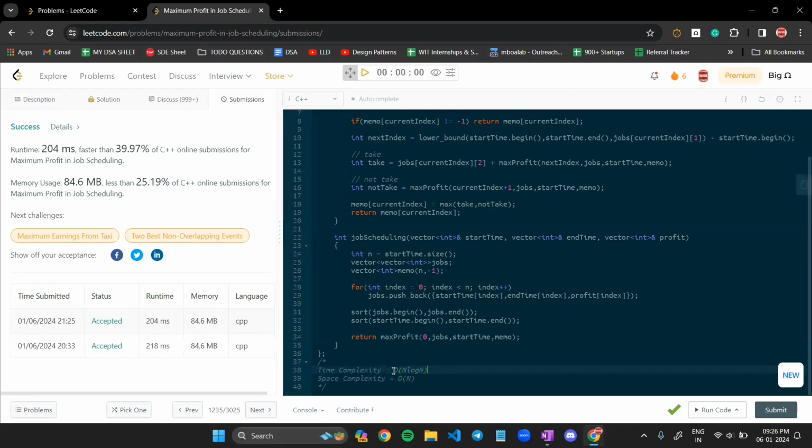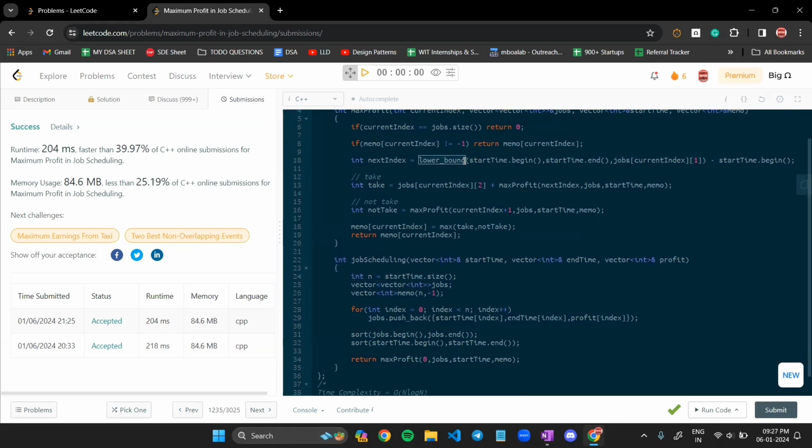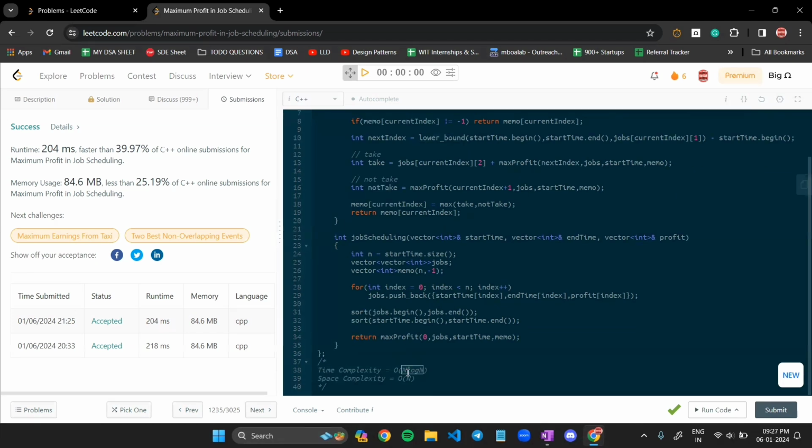Talking about the time complexity and the space complexity, the time complexity will be order of n log n. Why? Because you can see that we are completely traversing over the entire jobs array, which will take us order of n time complexity. And additionally, here we are finding this lower bound, and it makes use of binary search, which is going to cost us order of log n time complexity. So after multiplying that, we will get order of n log n. And talking about space complexity, it would be order of n, because we are using this vector to store the values which we have already calculated.